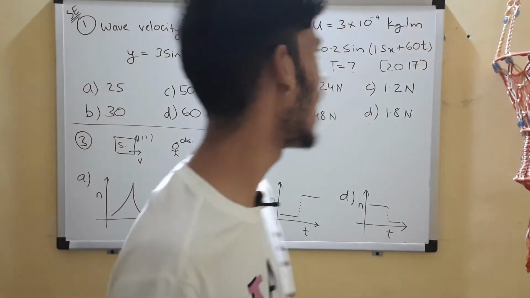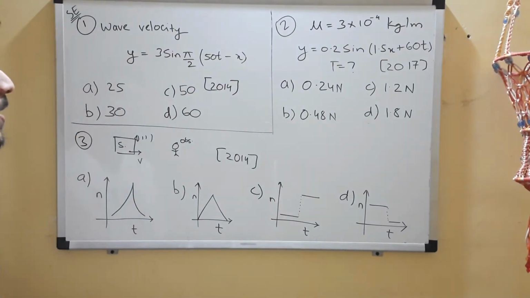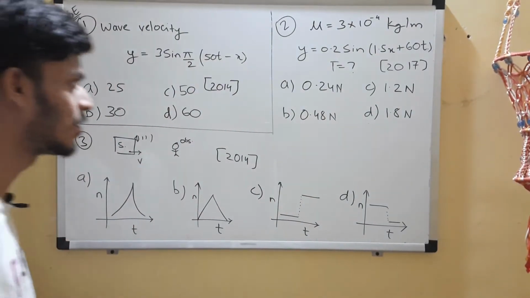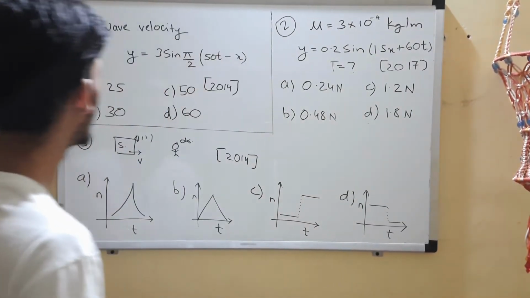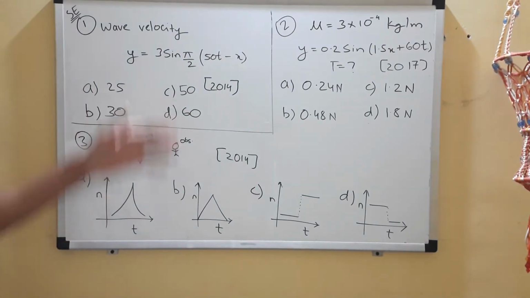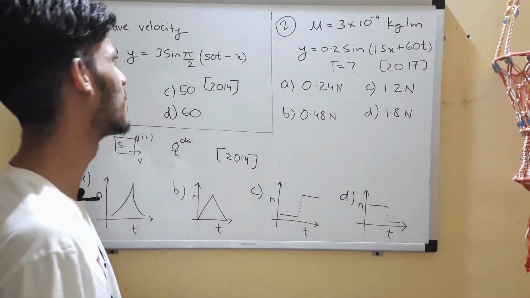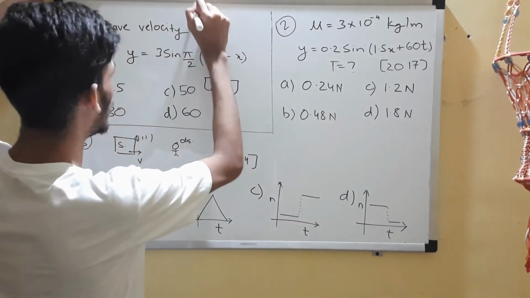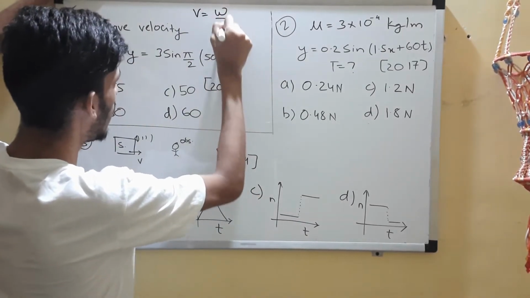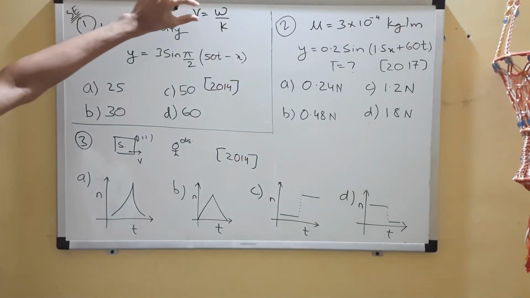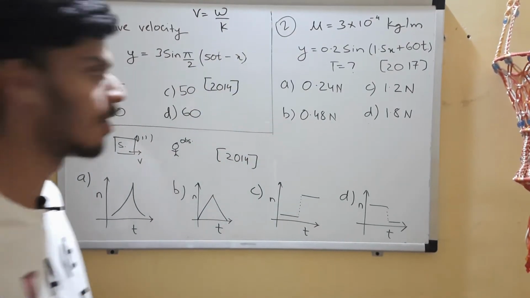So alright, here we have question 1, 2, 3 from the super easy category. In question 1, which was asked in 2014, you are asked for the wave velocity. The equation of the wave is also given. Okay, straightforward question, a formula based question, because we know that wave velocity is given as omega by k. Okay, coefficient of t divided by coefficient of x, right?